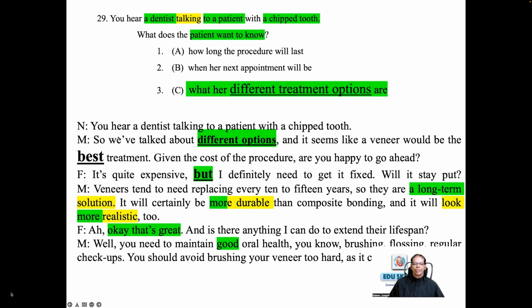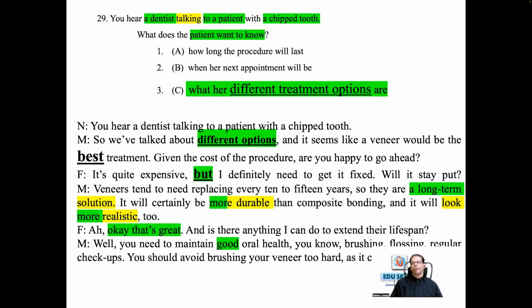See, in the very beginning, you hear a dentist talking to a patient with a chipped tooth. So we have talked about different options. I said the topic sentence gives the key concept or the keyword. So different options, the clue is there. And it seems like a veneer would be the best treatment. When they're speaking about the best, the scale is being used there. Best treatment, that also says that is the answer. Okay. Given the cost of the procedure, are you happy to go ahead?